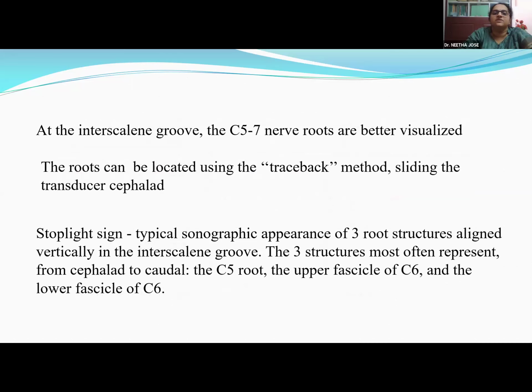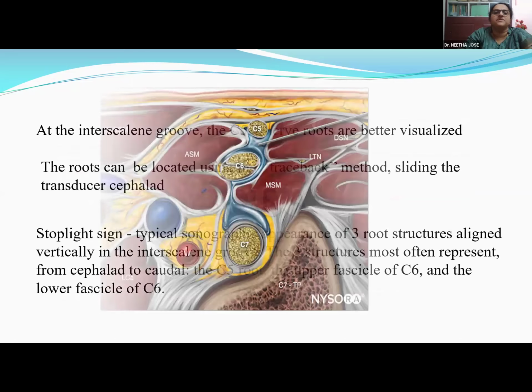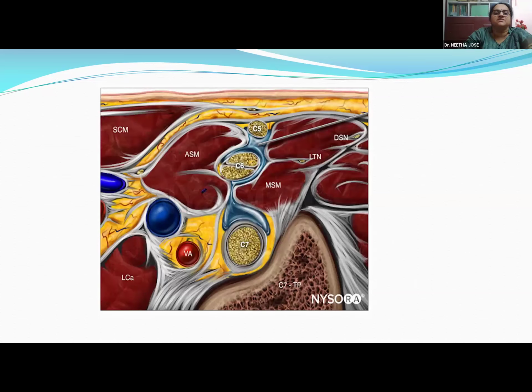The roots can also be located using a trace back method, that is by sliding the transducer cephalad from the supraclavicular brachial plexus. There is a stop light sign, which is a typical sonographic appearance of three root structures aligned vertically in the interscalene groove. The three structures normally present are C5 and two fascicles of C6. This is the stop light sign we usually see.